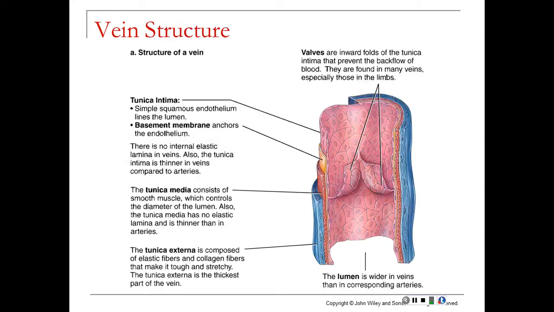Here you can see those 3 tunics, the tunica intima, again, that simple squamous layer to reduce friction. In this case, you have that one-way valve, those venous valves, preventing the flow of blood within that lumen. The tunica media is a very small layer of smooth muscle in this case. There's no elastic lamina. There's no multiple layers of smooth muscle in this case. And the tunica externa is still collagen and elastic to make it tough and stretchy.